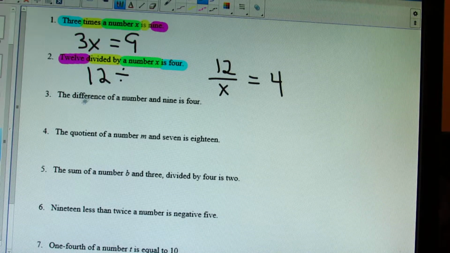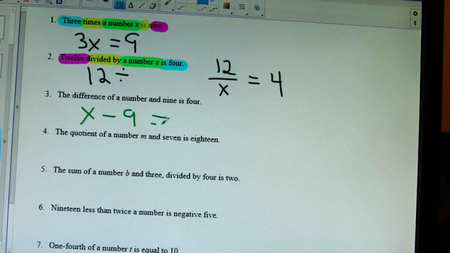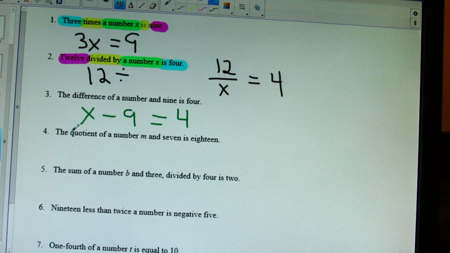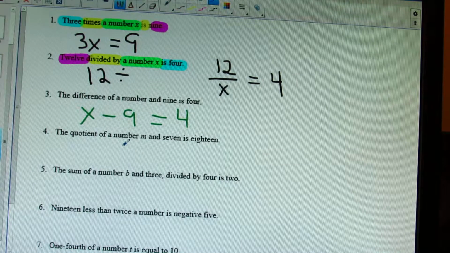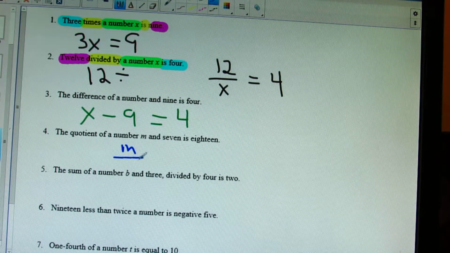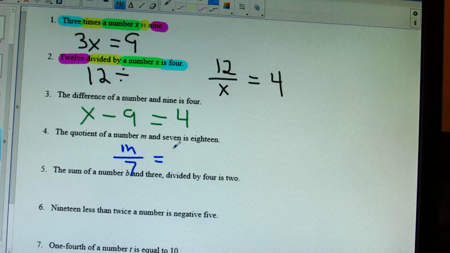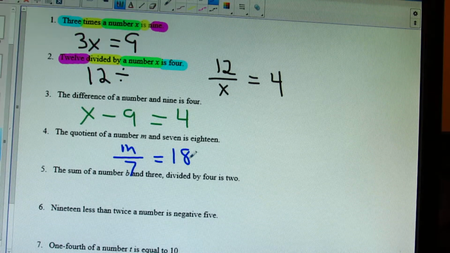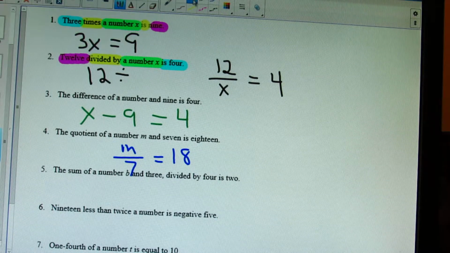The difference of a number and 9 is 4. Difference means subtract. A number and 9 is 4. Notice I've read these about 3 or 4 times each, so be careful and read it more than once. The quotient means divide, of a number m and 7 is 18. The quotient of a number m and 7 is 18. Again, reading it another time to make sure my answer is right.